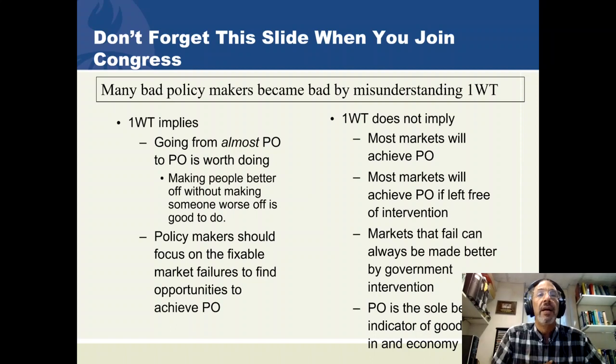And if you find that lack of information is making people make bad trades and create inefficiency where their marginal benefit is less than their cost because they were not informed about the product, fix that. So the first welfare theorem says focus on the fixable market failures and fix them, because Pareto optimality is a good thing. It's just not everything.